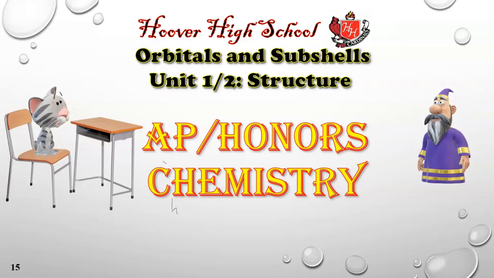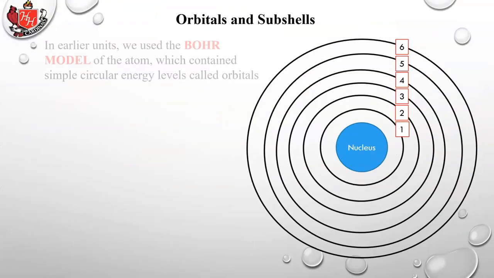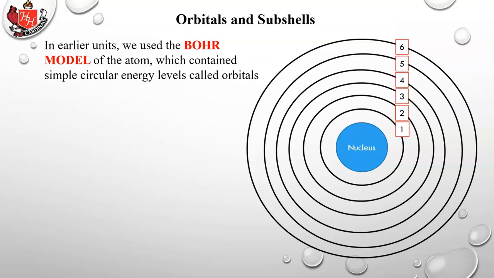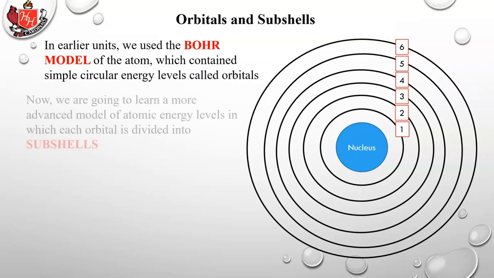Chemistry, we're about to begin a few lessons that take a deeper dive into the structure of the atom. This one is called orbitals and subshells. So in earlier units we used the Bohr model of the atom, which contains simple circular energy levels called orbitals.